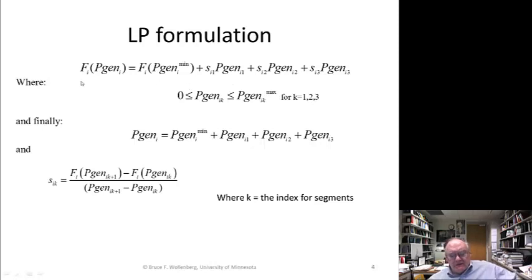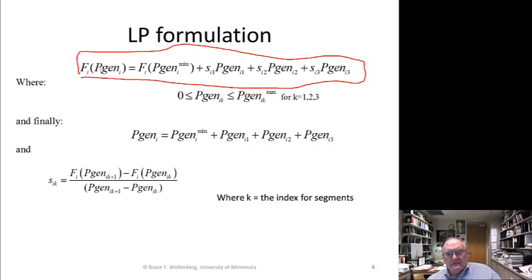But you'll notice that this function across the top is all linear. It's got a slope times a variable, a slope times a variable, and so forth, plus a constant. These are just inequality constraints, very easily handled by linear programming. Last of all, the total generation for any particular generator is simply the sum of the three generator segments plus the minimum.